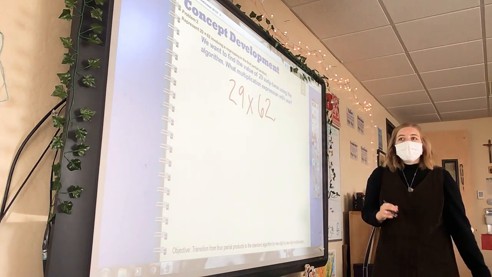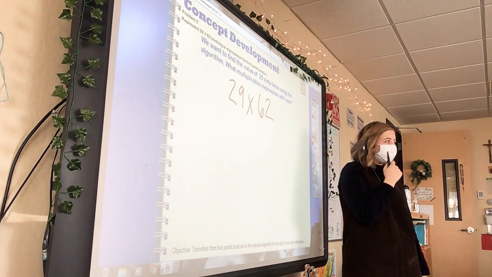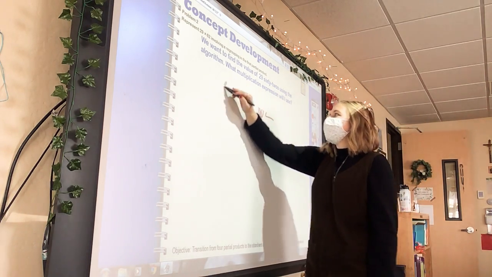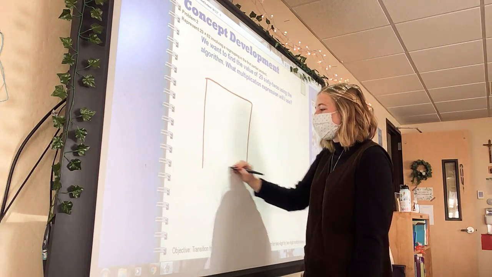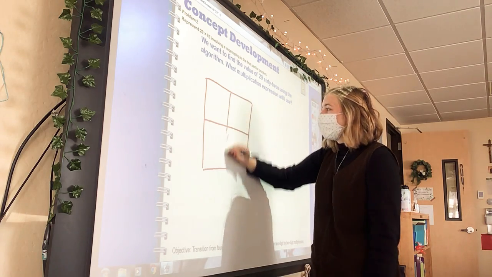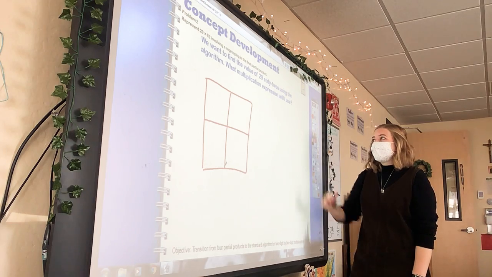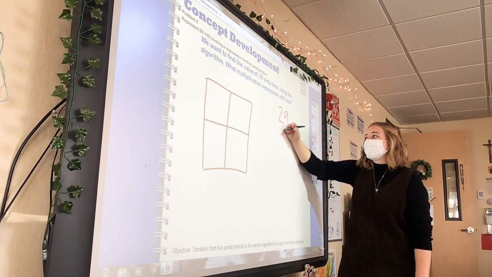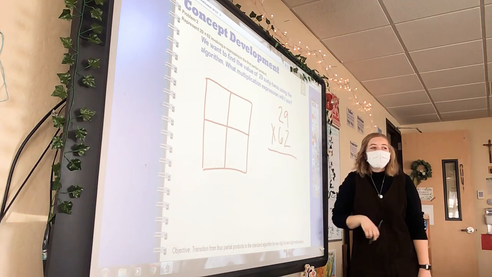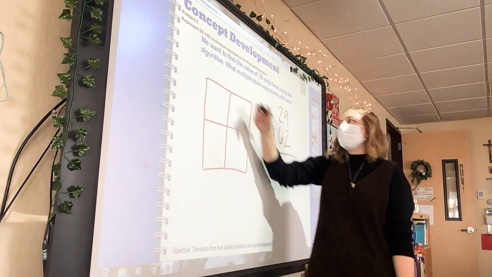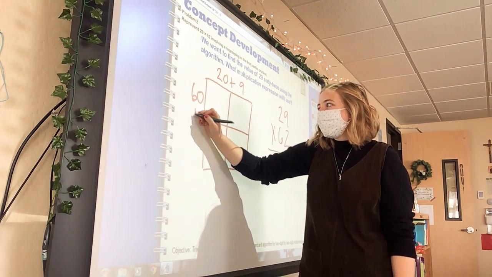Okay? So, here's how I'm going to want you to do it on the homework going forward. You're going to do the area model on the side because we're still connecting the area model to the standard algorithm. And then you're going to be doing the standard algorithm off to the other side. So 29 times 62. To review, we put 20 plus 9, 60 plus 2.